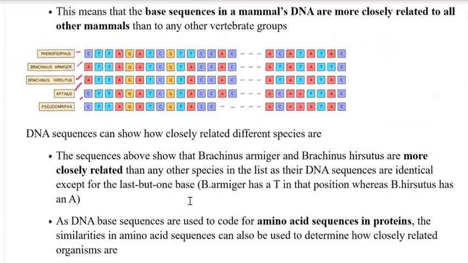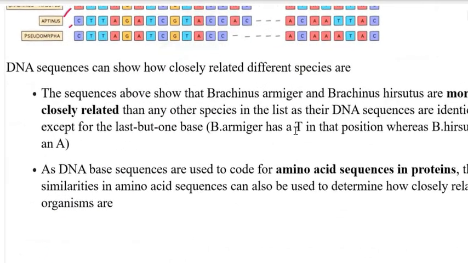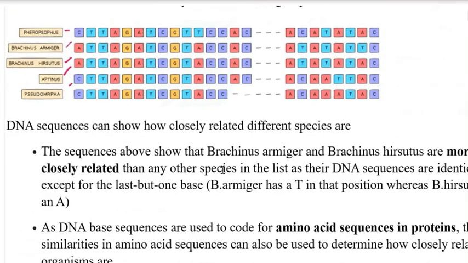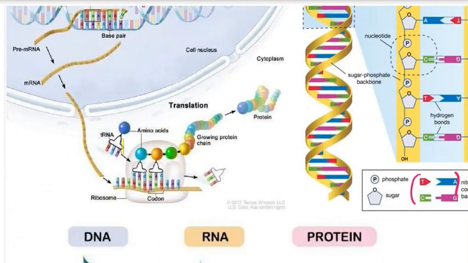We have a look at this statement. It means that if 2 species are very closely related to each other, their DNA sequence is almost identical, which means they share the most similarities. The importance of this DNA base sequence is that they code for the amino acid sequence in the proteins.